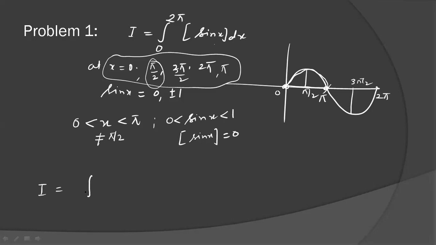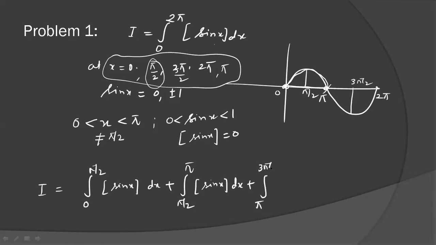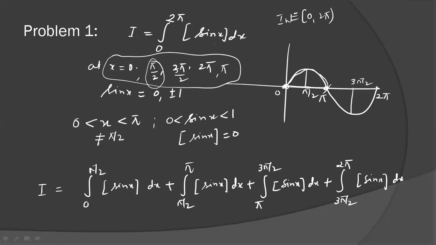If you are interested, you can break at 0 to pi by 2 also, because at pi by 2 it is an integer. So the best way is to break at integers. In general I have seen it broken at 0 to pi, but if you are willing, you can break at the points where the given function is integer. The given function is sin x, which is an integer at pi by 2, pi, 3 pi by 2 and 2 pi in the given interval, and the given interval is 0 to 2 pi.